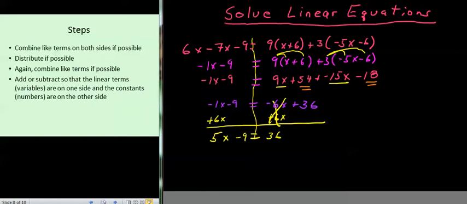So I'm going to add 9 to both sides, and I end up with, my divider here was a little too short. I added it to both sides of my squiggly line, and I have 5x, 9's canceled, equals 45. And I'm running out of room.